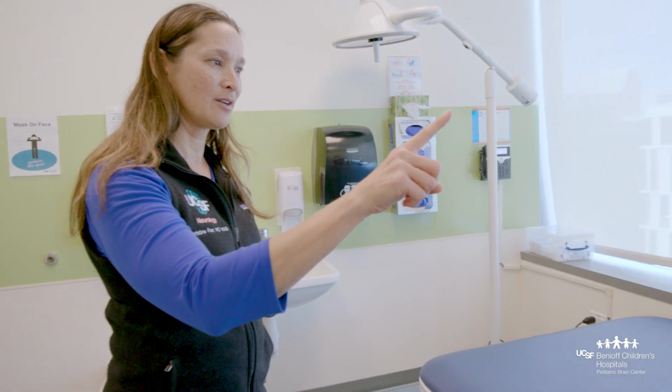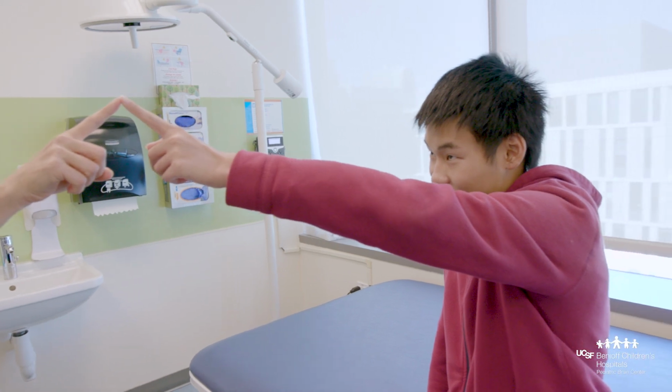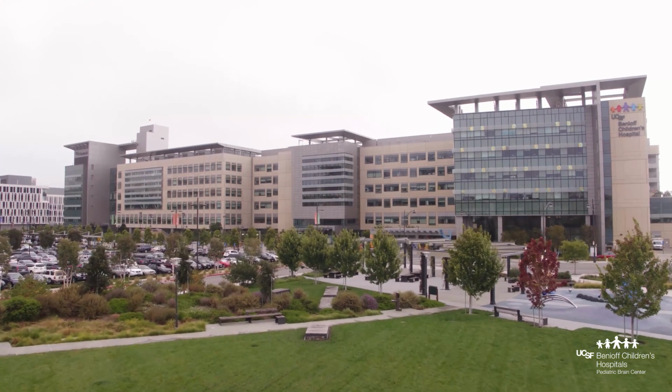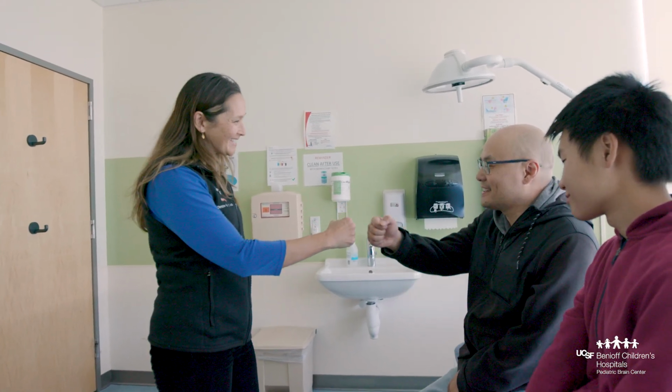One of the things that we always say is that kids are not little adults. Their physiology is totally different. Their needs are different. There are a lot of places that have experience in treating adults with stroke, and there are a lot of places that have experience in treating children. UCSF is a special place that can bring both of those pieces together in order to take care of your child.